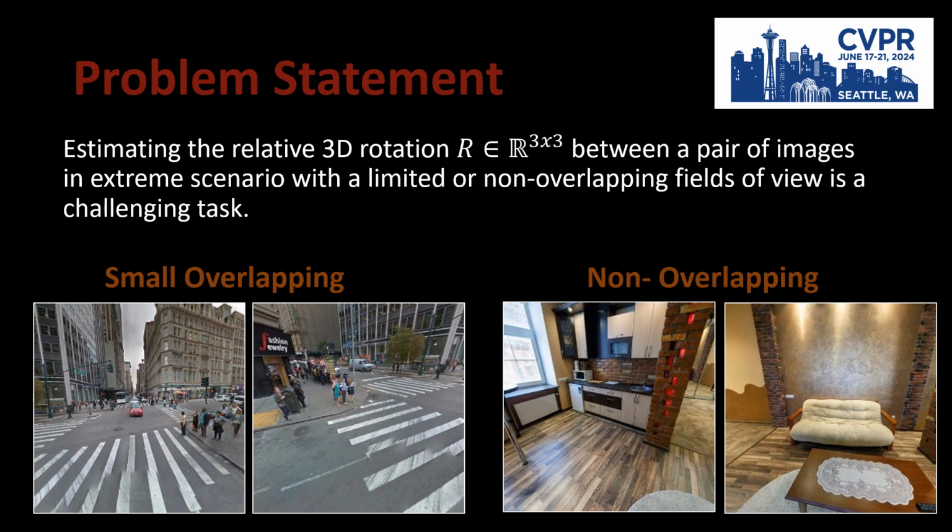The problem we face is estimating the 3D rotation between a pair of two given images. Our method addresses cases where there is large overlap, small overlap, and no overlap between the two images. On the left, you can see an example with a small fraction of overlap, and on the right, you can see a challenging scenario of no overlap at all.